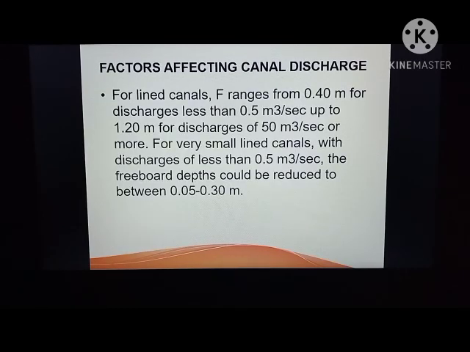For lined canals, F ranges from 0.4 meters for discharges less than 0.5 cubic meter per second up to 1.20 meters for discharges of 50 cubic meter per second or more. For very small lined canals with discharges of less than 0.5 cubic meter per second, the freeboard depth could be reduced to between 0.5 and 0.3 meters.